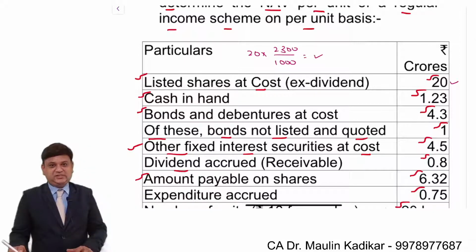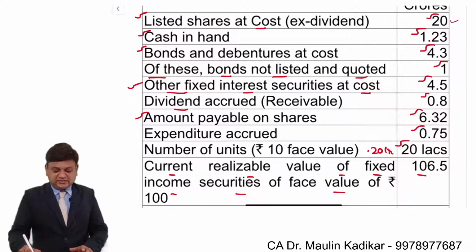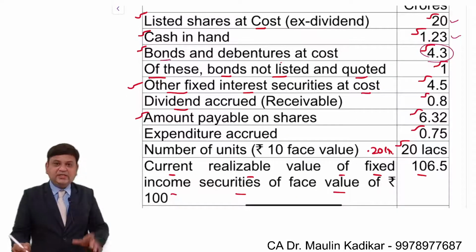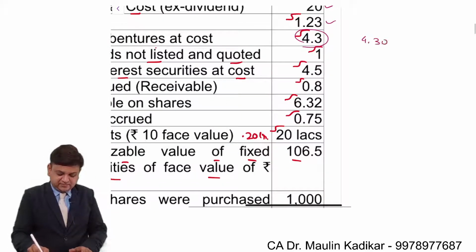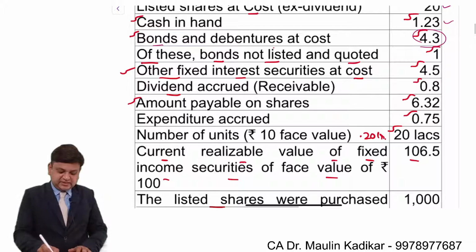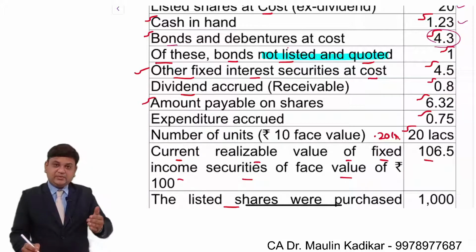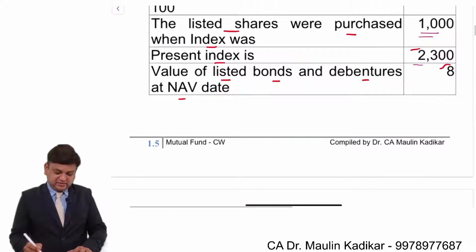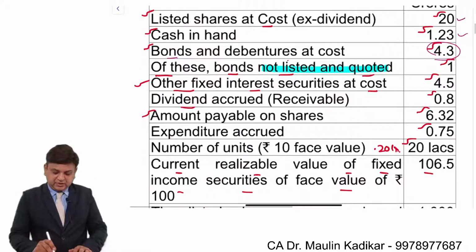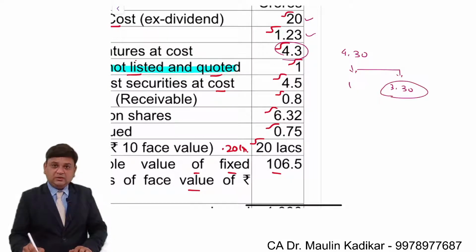This is the value of the shares. Cash balance simply 1.23. Bonds and debentures 4.3 is the total investment. That is divided into two parts, 1 and 3.3. 1 is what we understand as the not listed and quoted. The question is providing later on the information like this: value of the listed bonds and debentures is 8 crore. So for this 3.3 crore, the value is supposed to be taken as 8.